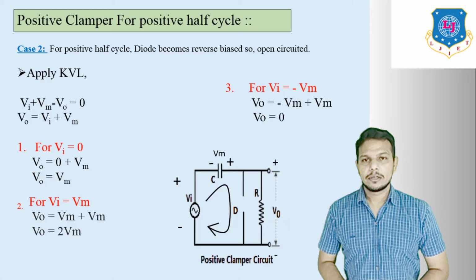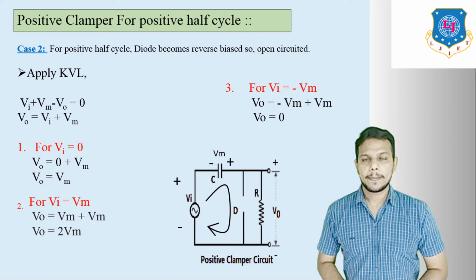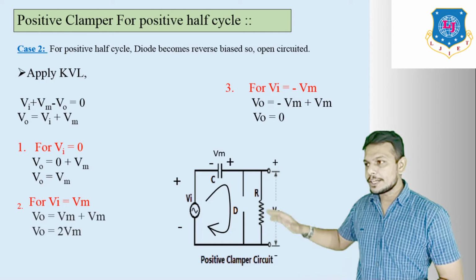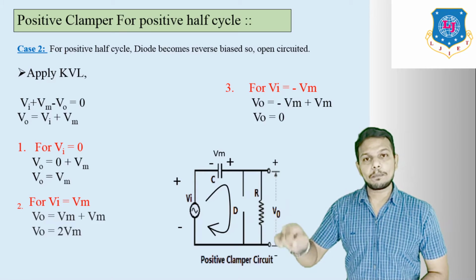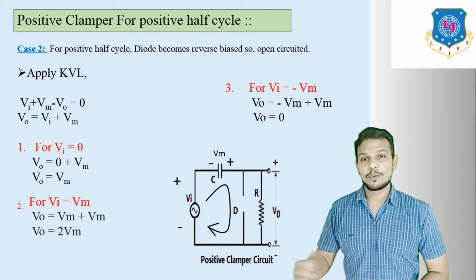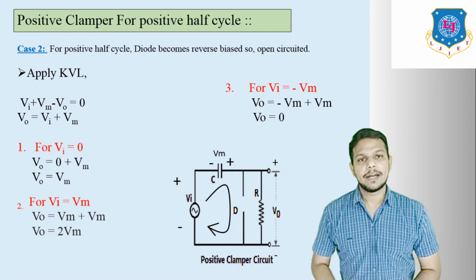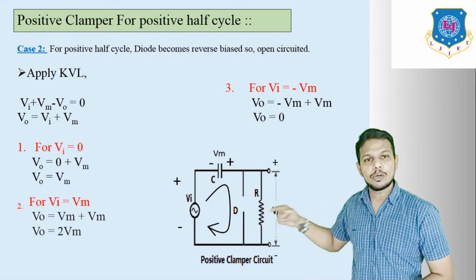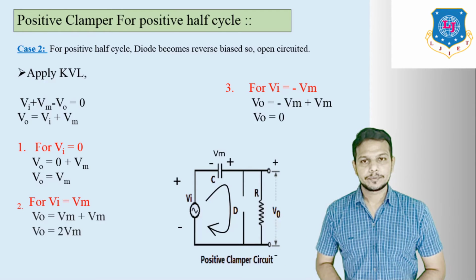Number 1, first, if Vi's value is equal to 0, then what happens? If Vi is equal to 0, then Vo is equal to 0 plus Vm. 0 plus Vm, that means your final output voltage will be Vm. So here we can see Vo is equal to Vm in case number 1.